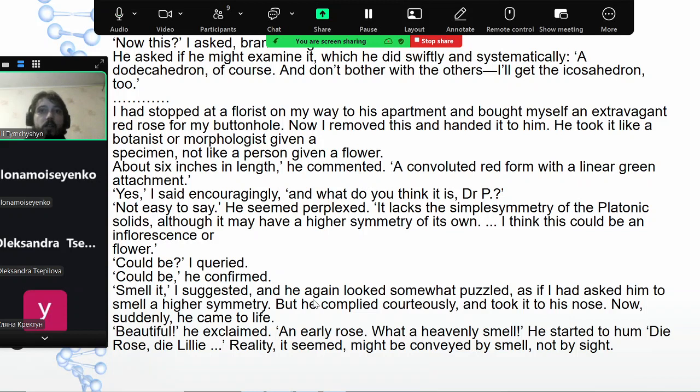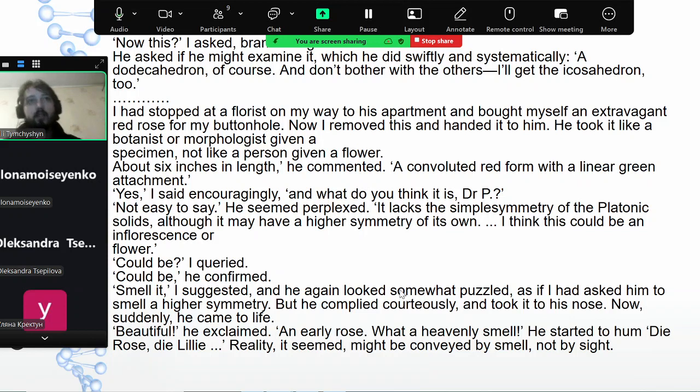"'Smell it,' I suggested." And he again looked somewhat puzzled. So, yeah, why do you ask me to smell some strange thing you have handed? Okay, so he's smelling that. "He complied courteously and took it to his nose. Now suddenly he came to life. 'Beautiful,' he exclaimed, 'an early rose. What a heavenly smell.' He started to hum 'Die Rose, die Lilie.' Reality, it seemed, might be conveyed by smell, not sight."